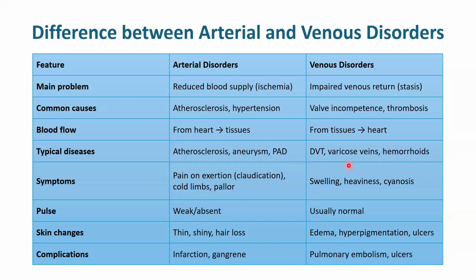Now I will give you an assignment. I will send you this chart, which I expect you to go through, of the differences between arterial and venous disorders. There are simple things that we talked about. For example, in arterial disease, you have reduced blood supply. In venous disease, venous return stasis. Common causes for arterial diseases, and venous disorders as well, are incompetence and thrombosis. Blood flow in arterial disease is from the heart to tissues, while venous is from the tissues to the heart. And typically, we talked about the symptoms, skin changes and complications.